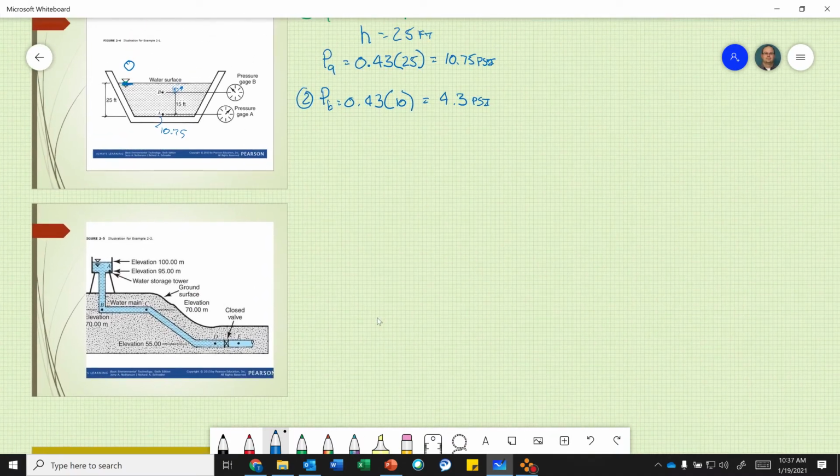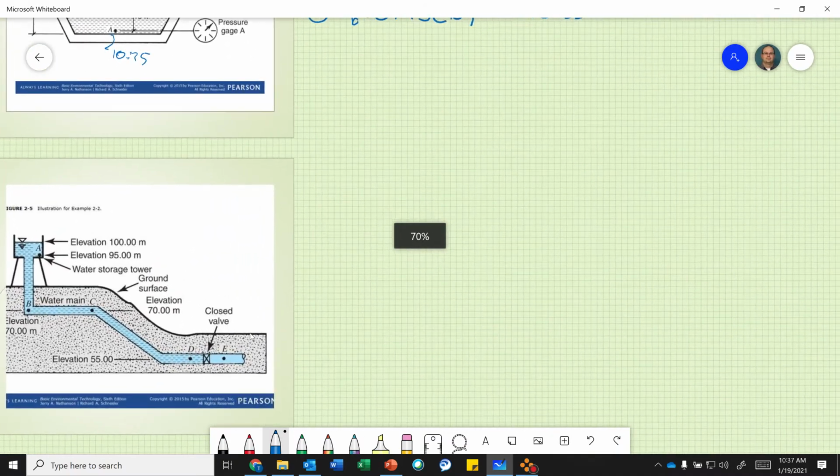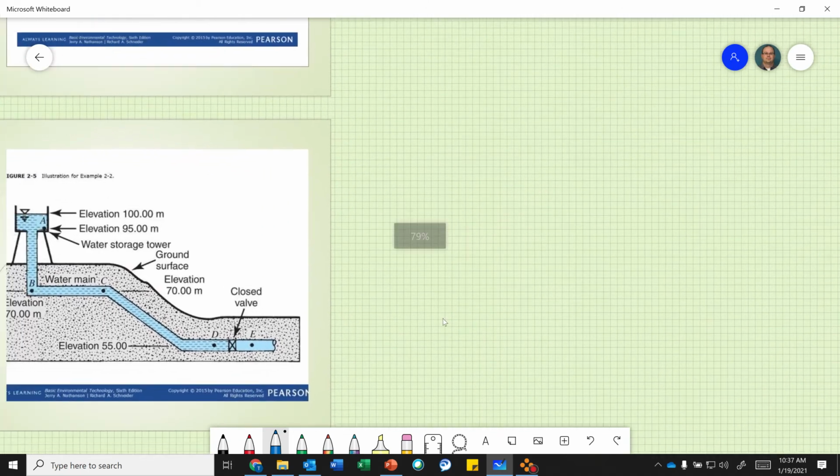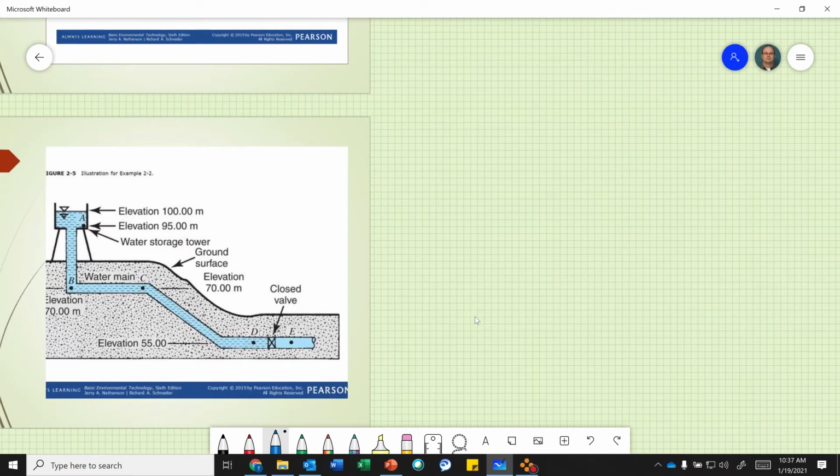So here's figure 2.5. I'll make this a little bit bigger. Okay. 2.5: compute the hydrostatic pressures at points A, B, C, D, and E. So I need to compute the hydrostatic pressure at point A, point B, point C, point D, and E.